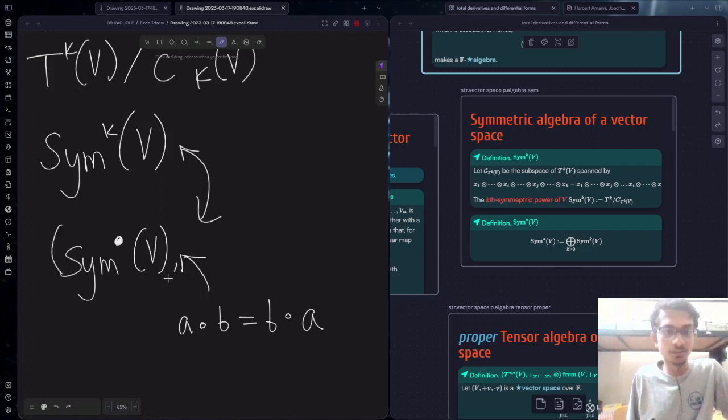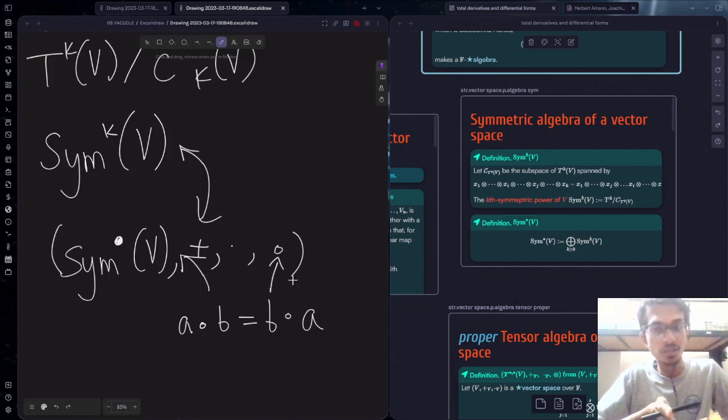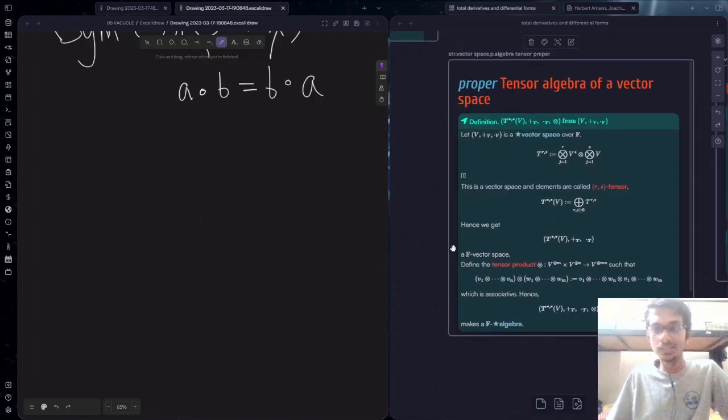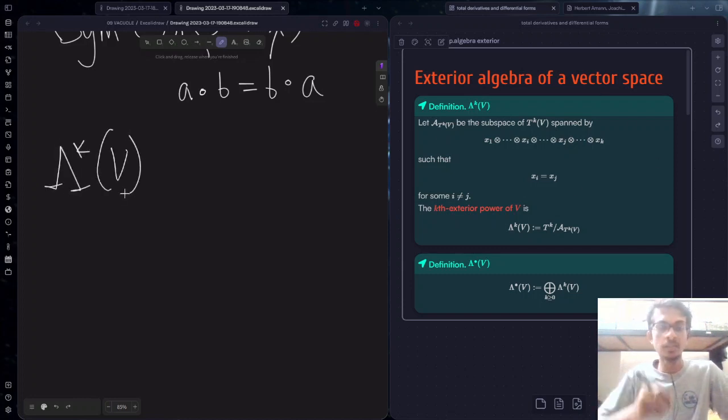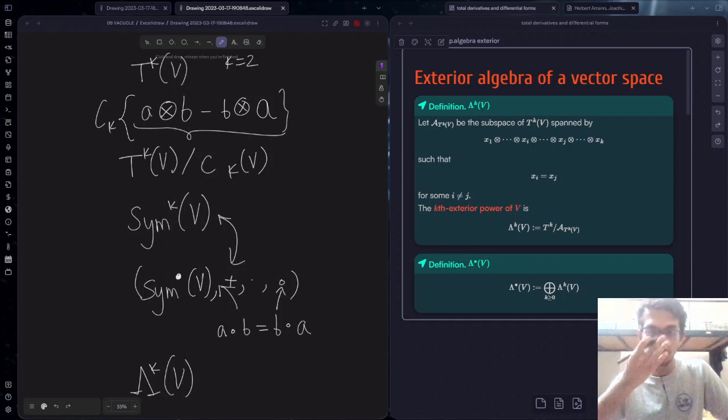It will consist of a new product which will be commutative. It will map to the same vector space, and I can construct another vector space, with a similar construction, which will contain vectors that will have a product that is skew symmetric.